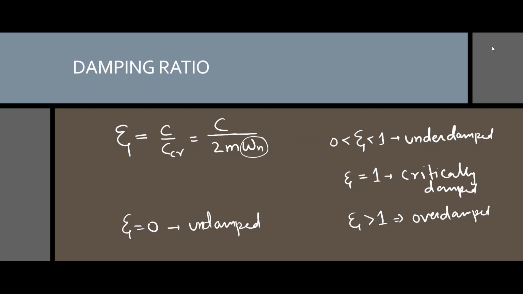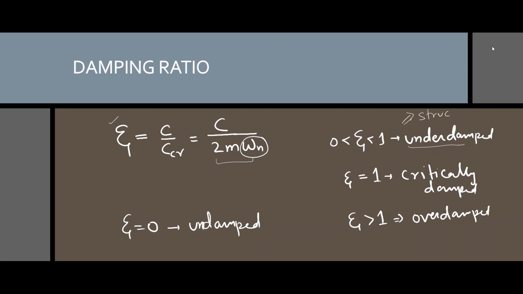Now the damping ratio. We know that the damping ratio xi is C by C_cr, where C is the coefficient of damping and C_cr is the critical damping coefficient, whose value is 2 m omega n. When xi is between 0 and 1, it is under damped, and when xi equals 1, it is critically damped, and when xi is greater than 1, it is over damped, and when xi equals 0, it is undamped.